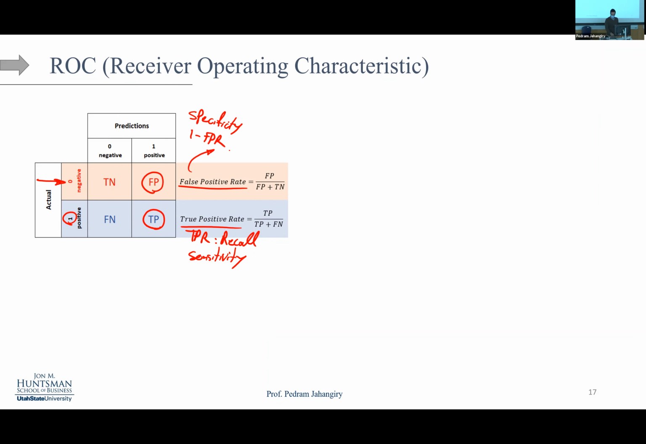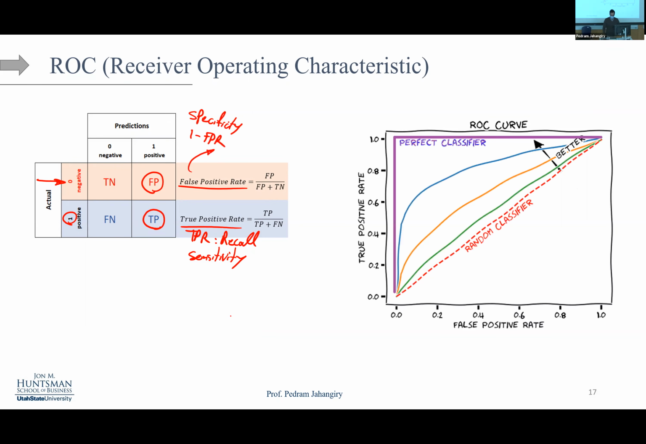Okay, now let's see what we can do with these two numbers. If I put the true positive rate on the vertical axis and false positive rate on the horizontal axis, people tend to see it as recall. And in finance literature, people usually replace this one with precision, but the shape is going to be different. But for now, let's focus on ROC. So I have true positive rate here, and false positive rate.